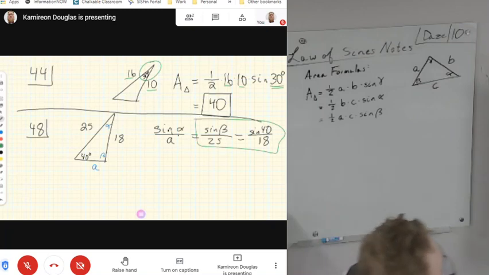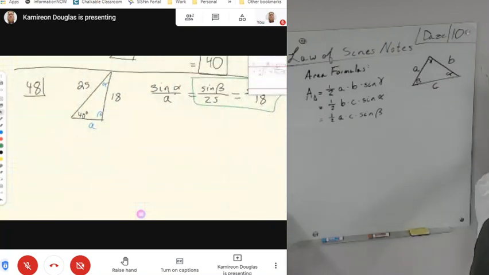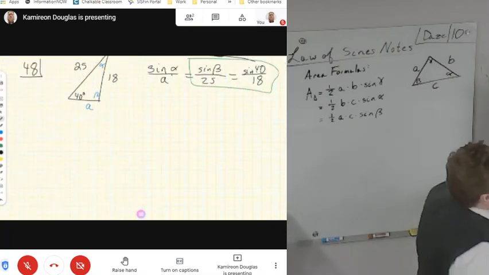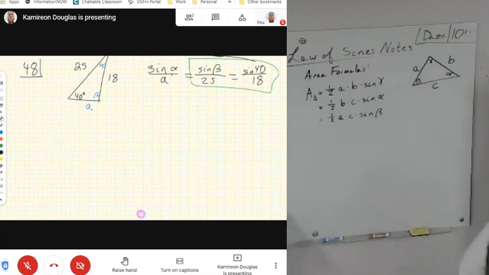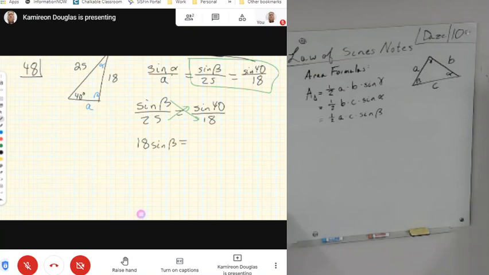Here we go. As I approach number 48, Garrett says, hey, let's go ahead and set this up and solve for beta. So let's pull that piece out and use the law of sine and try to solve for it. I end up with this. Sine of beta over 25 equals sine of 40 over 18. I cross multiply, one of the properties we talked about yesterday. When I cross multiply, I end up with the following. 18 sine beta equals 25 sine of 40.